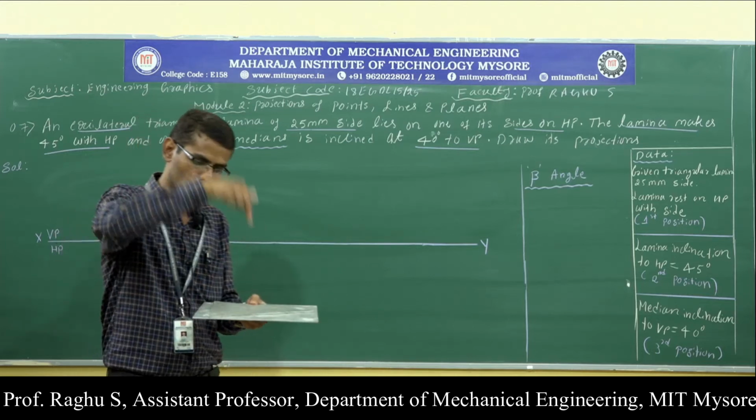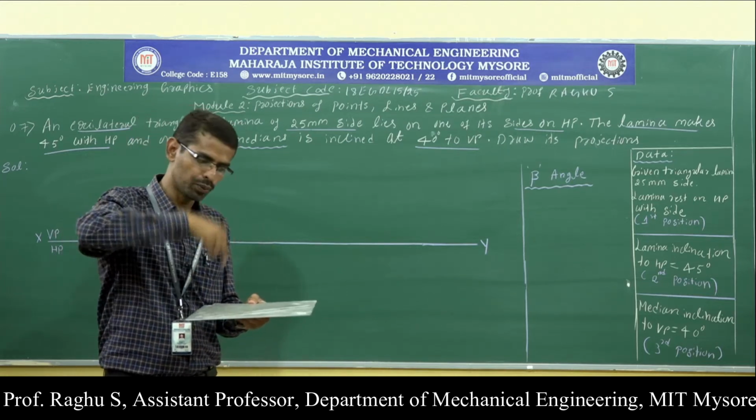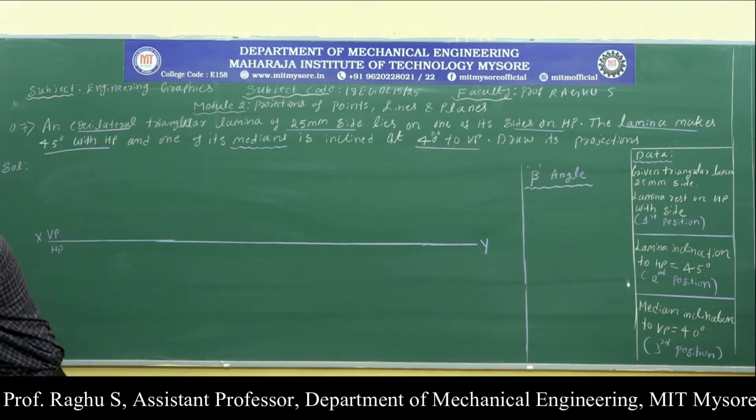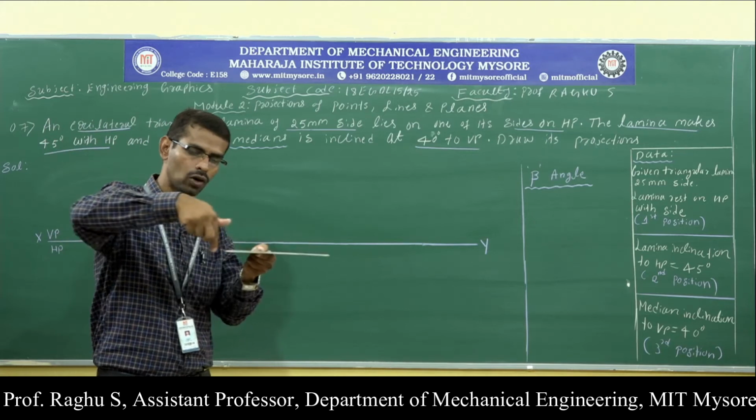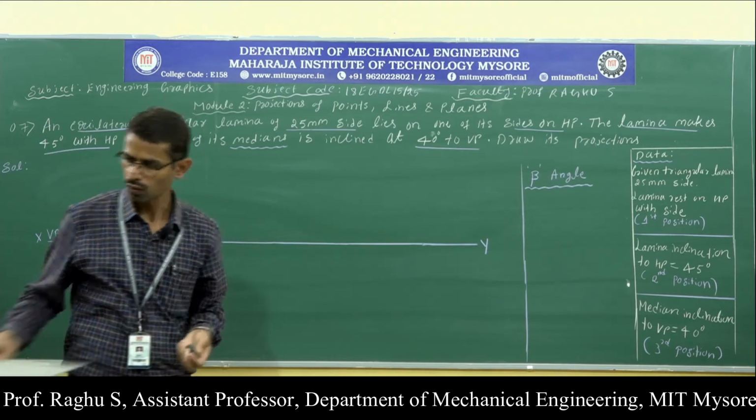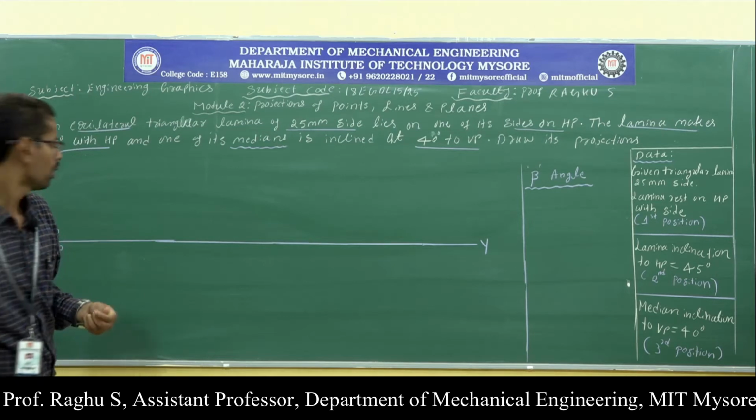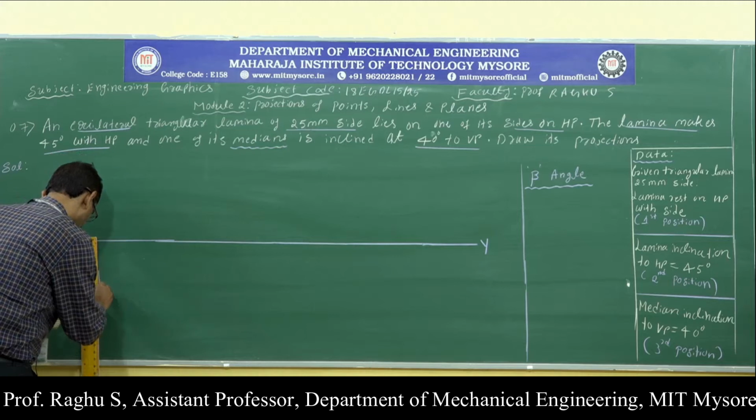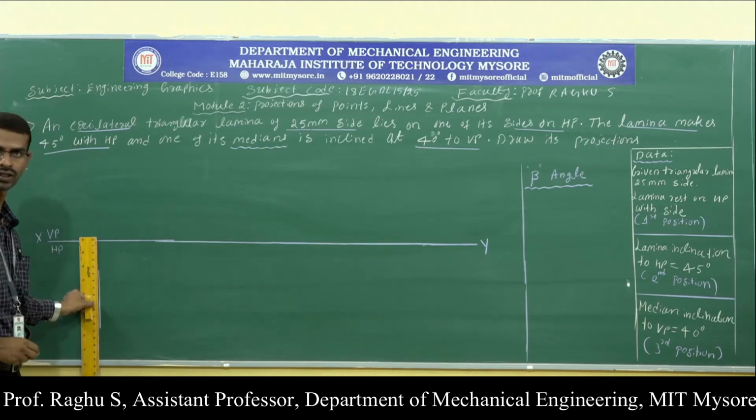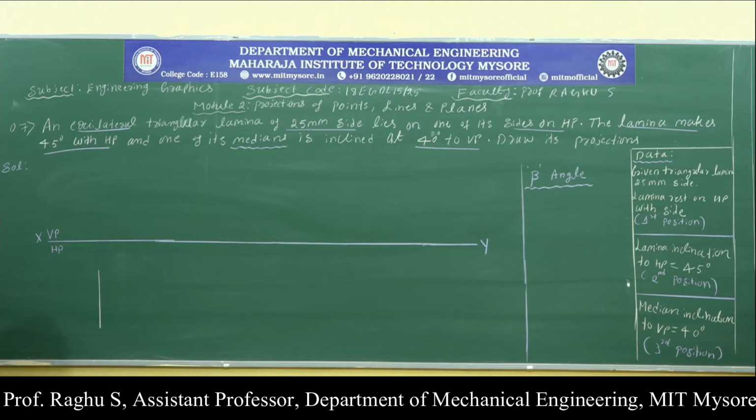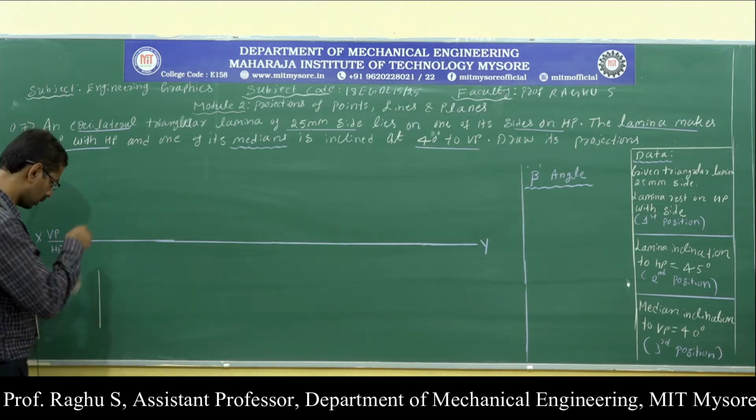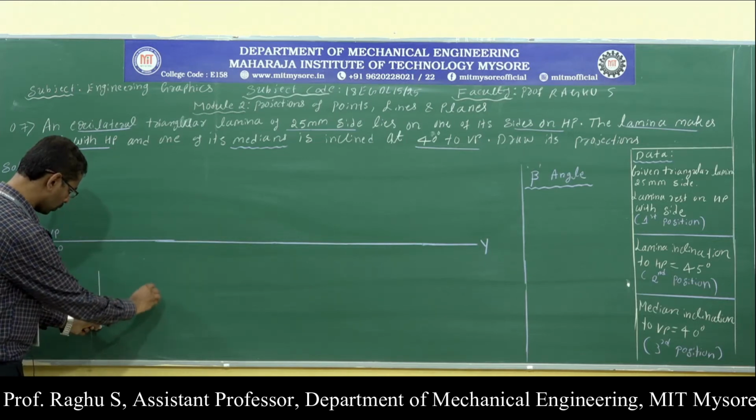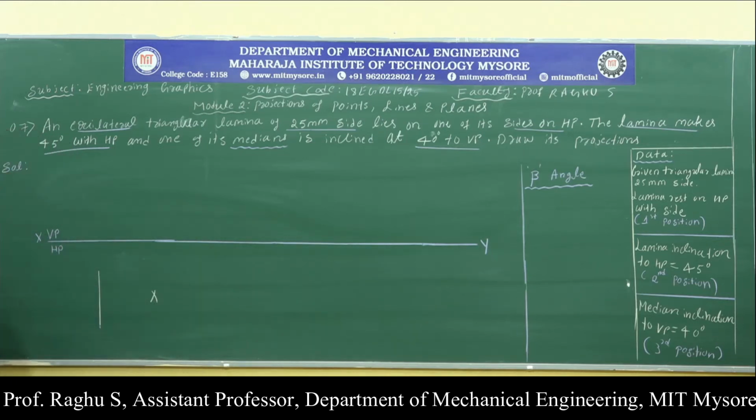Now draw the top view and front view. In the top view I am able to see the true shape, and in the front view the lamina looks like a straight line. So draw a 25 mm dimension line, 2.5 centimeters. Next, using a compass, measure this distance and cut an arc. Here also cut an arc. Then connect.